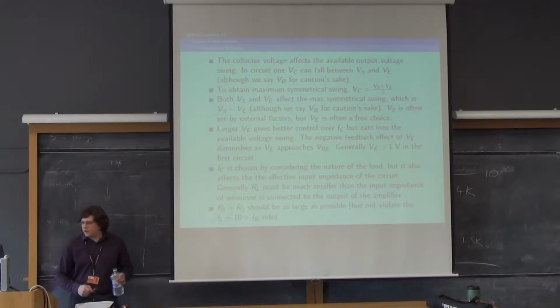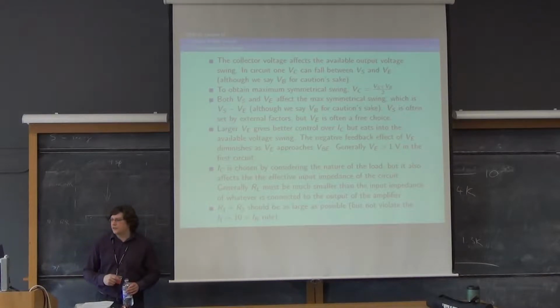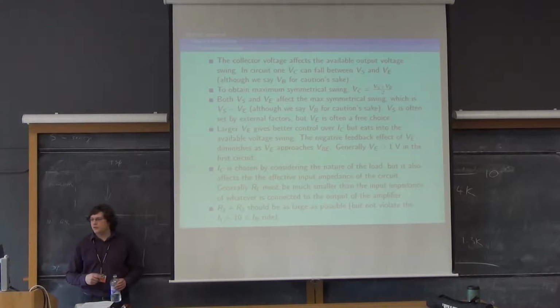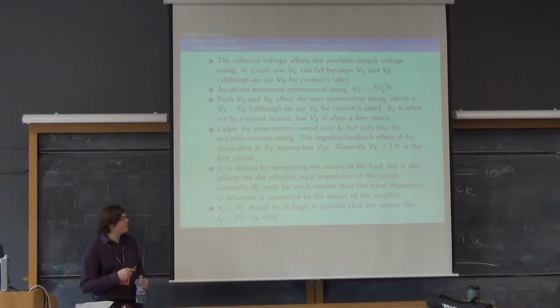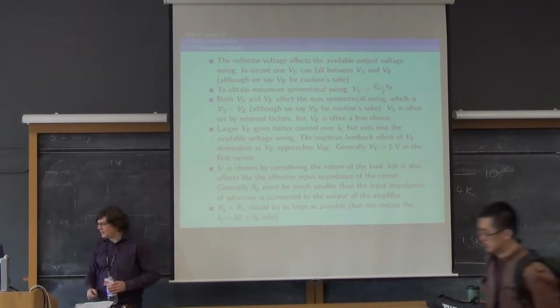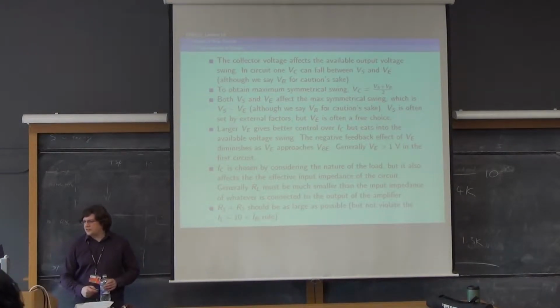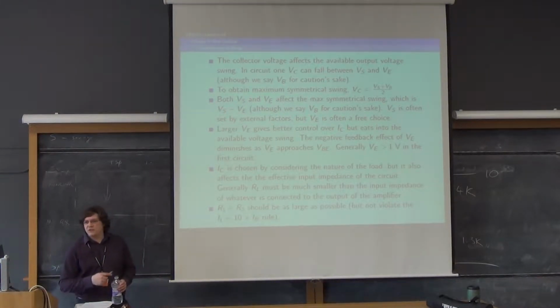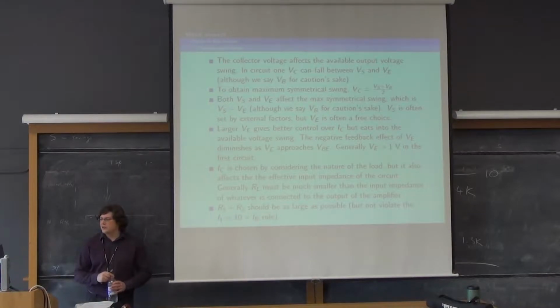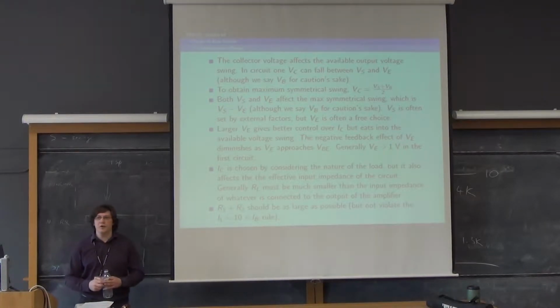As I said right at the beginning, R1 and R2 should be as large as possible. But we've got to make sure that whatever base current flows has to be less than a tenth of whatever I1 is. So we can't make R1 and R2 infinitely large because then we'll have no bias current at all.